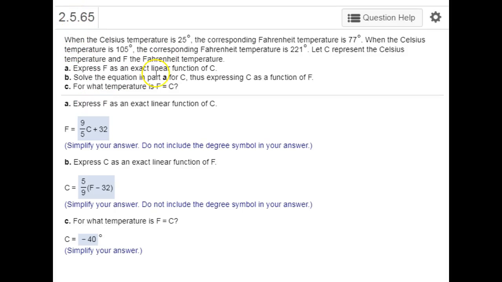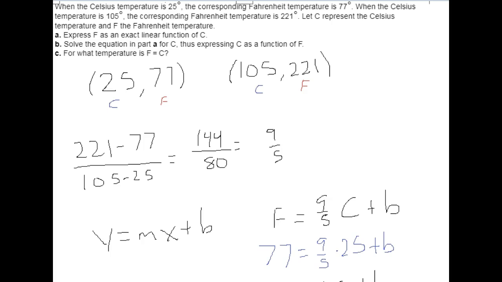I'll be solving this problem in the video here, and it's about the conversion between Celsius and Fahrenheit and coming up with that formula. So the problem gives us two pairs of temperature values where it's the same temperature measured in both Celsius and Fahrenheit. So look at those pairs like you would an ordered pair, and I'm listing the Celsius first. That's going to be in a sense my X. I'm listing the Fahrenheit second, which would be like my Y.